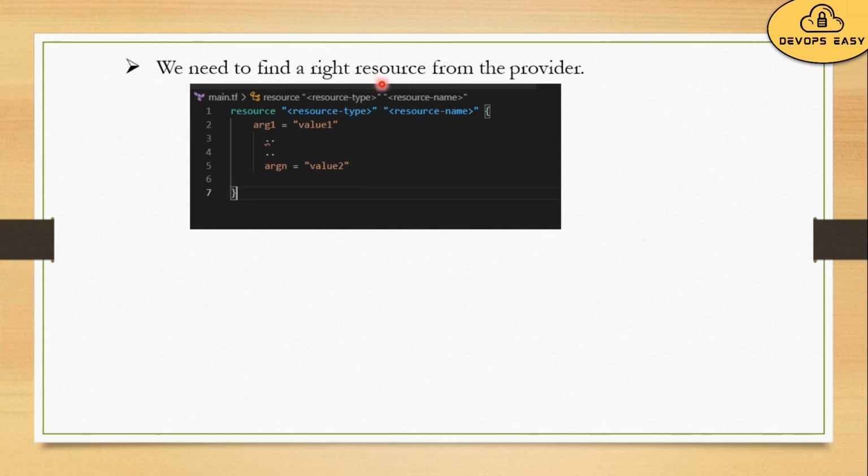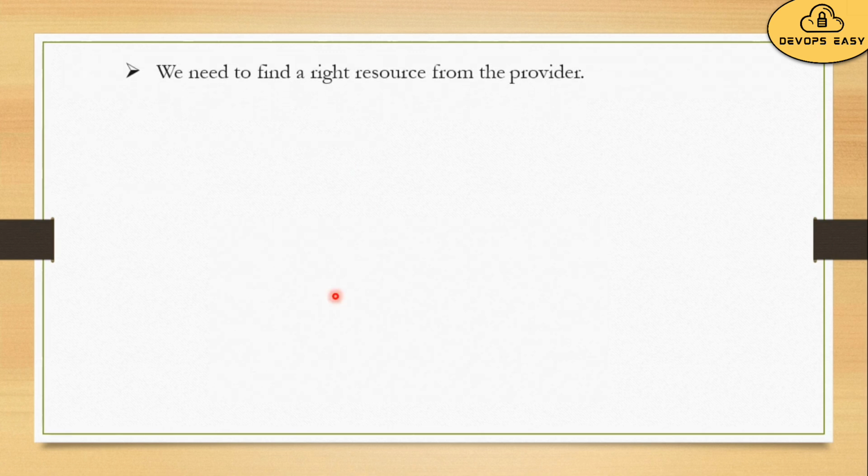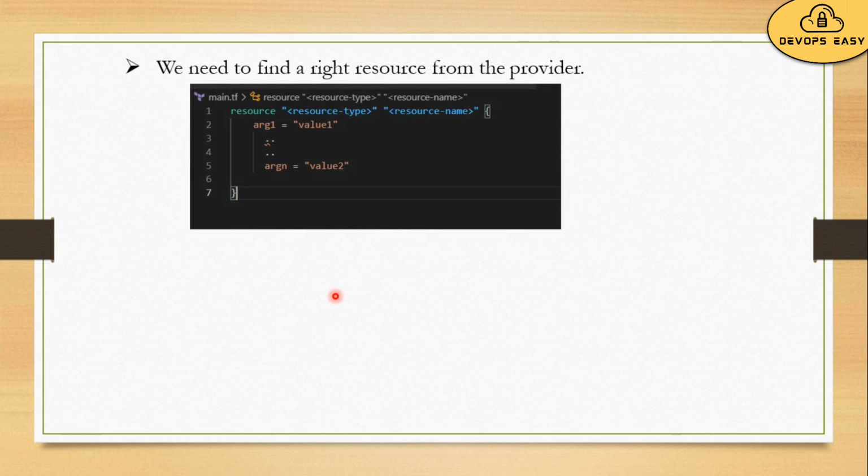So we need to find the right resource from the provider. Whatever you want to create, that we call a resource: resource type, resource name, argument, value. Is there any confusion? No, right? You give the provider and the name of your provider, argument 1, argument 2. What is an argument? Anyone? Input. Yes, whatever input you give, that is an argument.